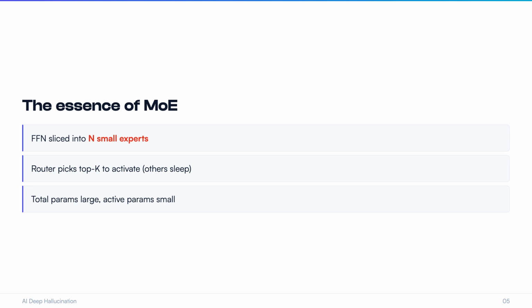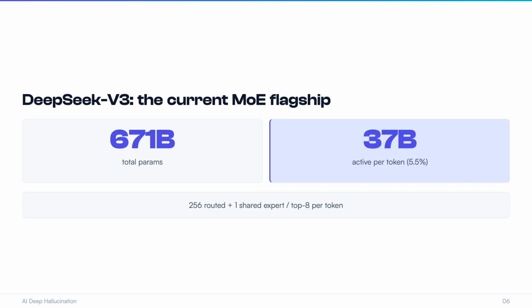The internal processing network in each layer gets sliced into dozens or hundreds of small experts. When a token comes in, the router acts like a restaurant dispatcher routing orders to specific stations. Only a few experts work, the rest sleep. So one token no longer uses all parameters? Right. Look at this comparison.